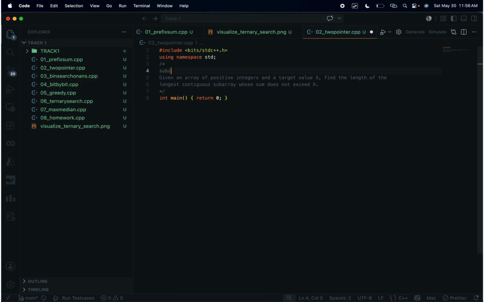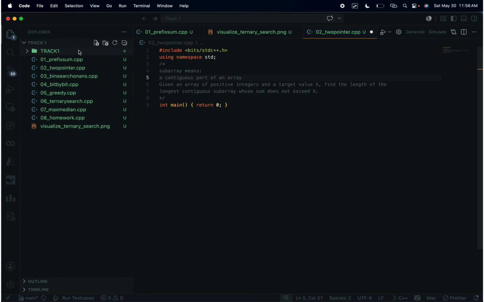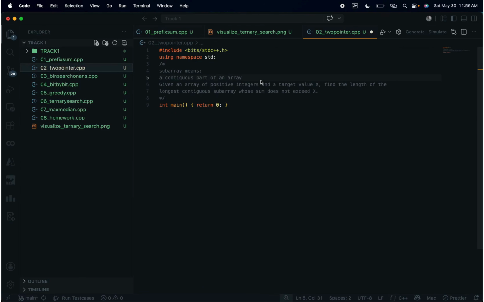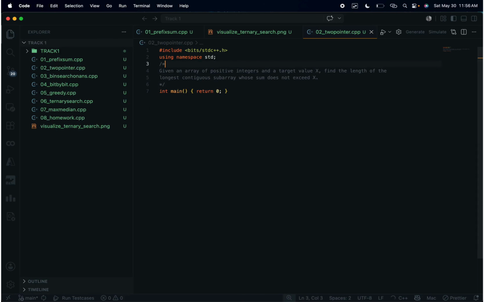So what does a subarray mean? A subarray means a contiguous part of an array, and just like we saw earlier, indices from L to R. Similarly, a subarray is some contiguous part of an array where you can delete elements from the start and end of an array and be left with this subarray. So given an array, we have to find this.